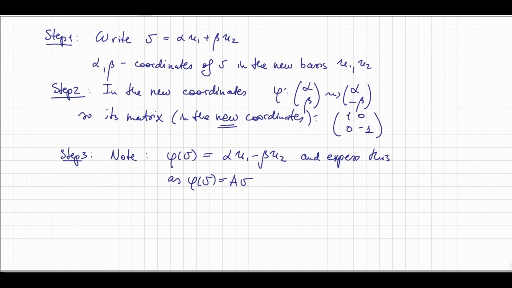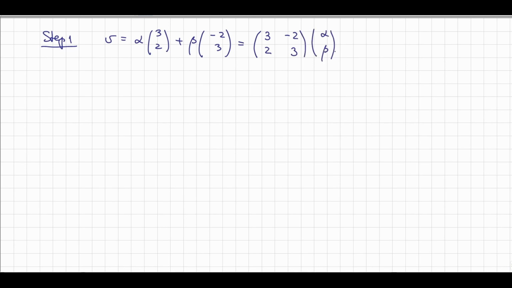So let us now proceed going through the 3 steps with our specific example. So step 1. For vector v, we want to find its coordinates alpha and beta with respect to vectors 3, 2, this is u1, and u2, this is minus 2, 3. Now comes an important step. We can reinterpret this equation here as a matrix multiplication. Here is the way we write it. I take the matrix 3, 2, minus 2, 3, and multiply it by the column matrix alpha, beta.